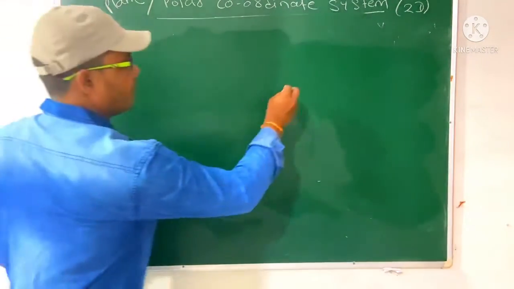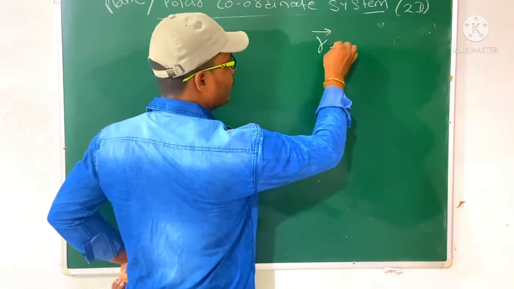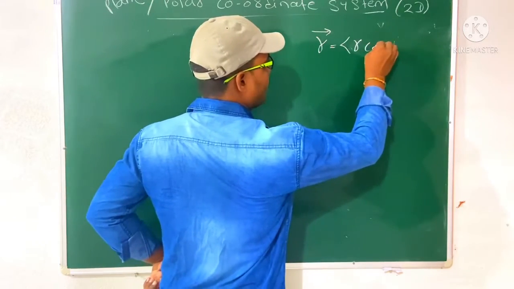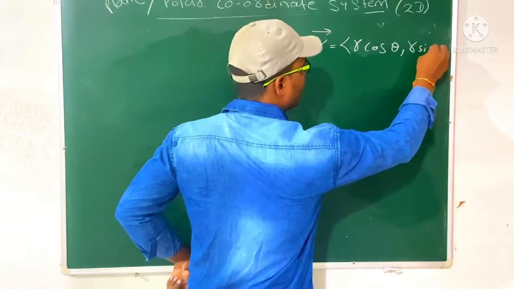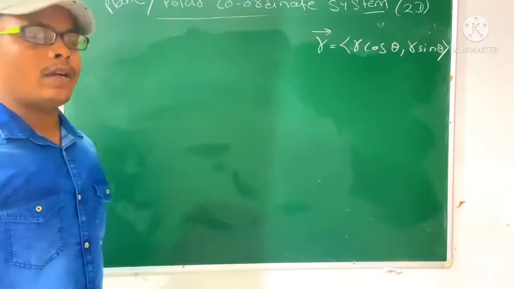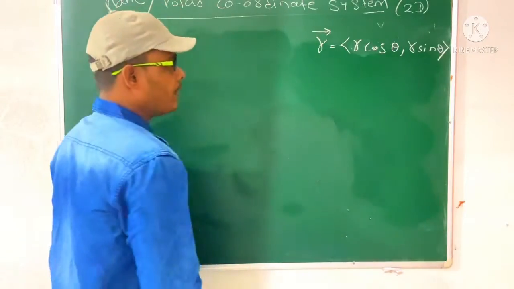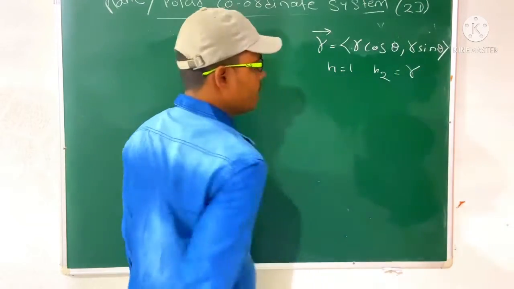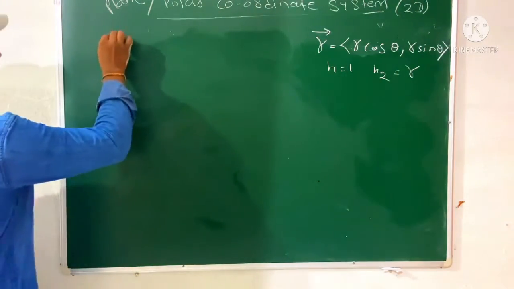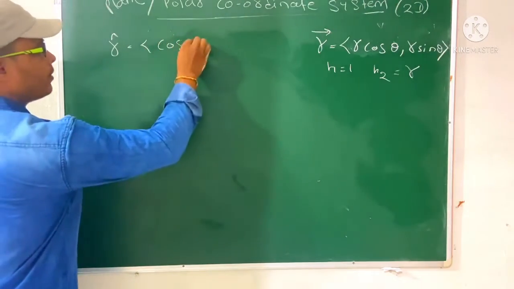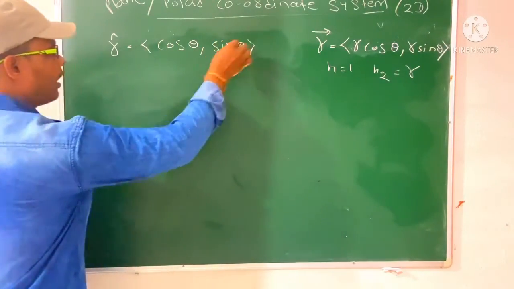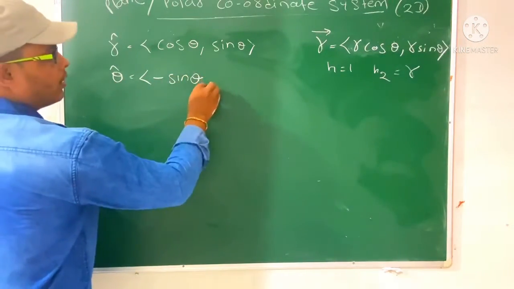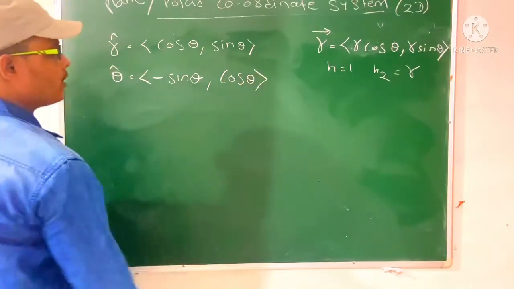So what is our position coordinate system? The position is nothing but r vector equal to r cos theta i cap and r sin theta j cap, right? So this is the position vector. What we obtained now: h1 was 1 and h2 was r. So this is the scale factor, and we got the r cap as cos theta i cap plus sin theta j cap, right? And we obtained the theta cap, that is minus sin theta i cap and this is cos theta j cap. So this is the unit vector.